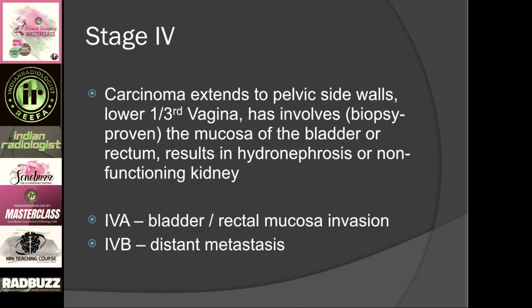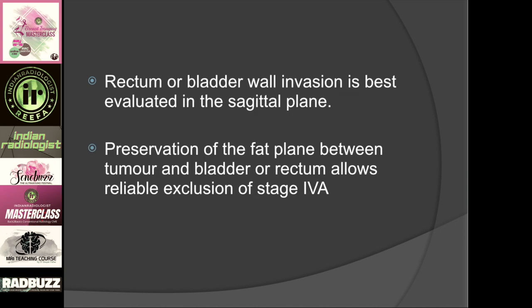Stage 4 tumors directly extend to the pelvic side walls, lower third of vagina, mucosa of the bladder or rectum, and result in hydronephrosis or non-functioning kidney. Stage 4A is bladder or rectal mucosal involvement. Stage 4B is distant metastasis. Invasion of pelvic side wall is suggested when distance between tumor and the pelvic wall is less than 3 millimeters. Mucosal edema that you see on T2 weighted sequences or just enhancement is not sufficient to call it tumor. The rectal and bladder wall invasion is best assessed on sagittal sequences, and if you have a clear fat plane between the tumor and these organs, then you can confidently say that there's no rectal or bladder invasion.